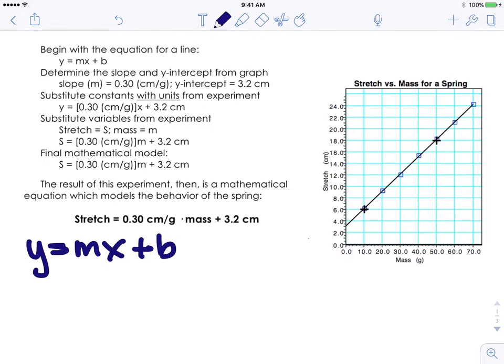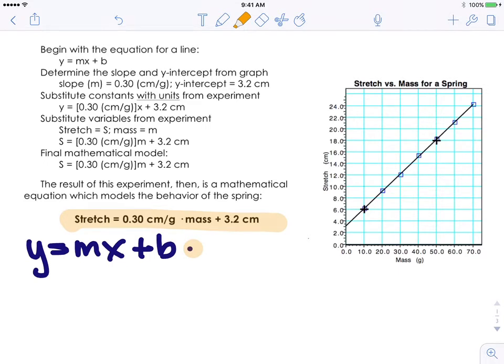The mathematical model comes from this equation. I like to sort of call it a template or the format of how to make your mathematical model. A mathematical model compared to this equation, the mathematical model is specific to a graph. For example, this right here is a mathematical model, and it came from this equation.